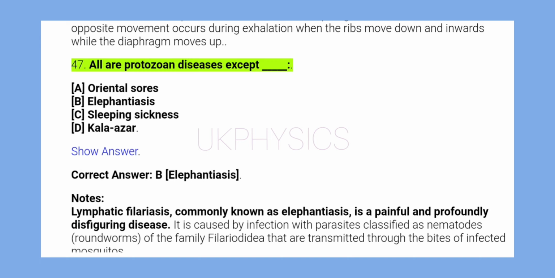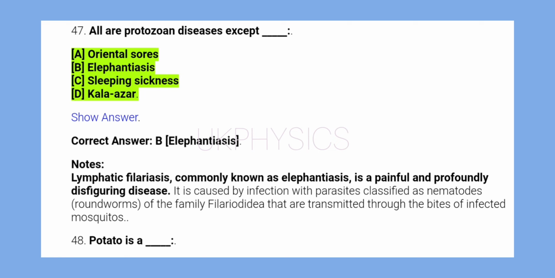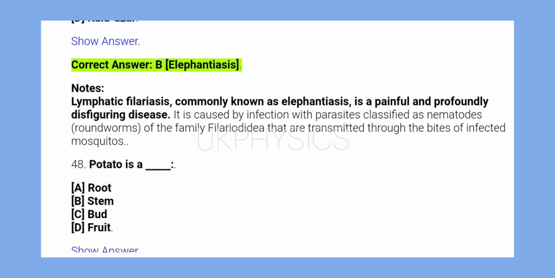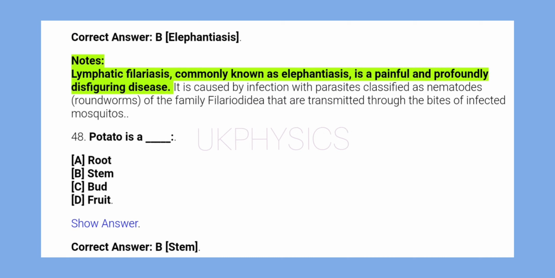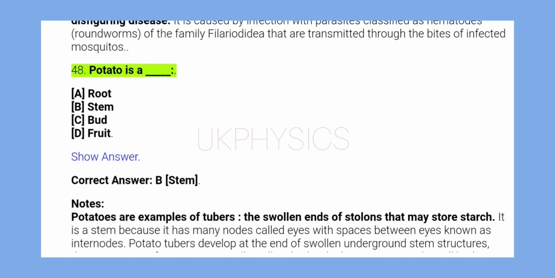47. All are protozoan diseases except blank. A. Oriental sores. B. Elephantiasis. C. Sleeping sickness. D. Kala azar. Show answer. Correct answer, B. Elephantiasis. Notes. Lymphatic filariasis, commonly known as elephantiasis, is a painful and profoundly disfiguring disease. It is caused by infection with parasites classified as nematodes, roundworms, of the family Filariidae that are transmitted through the bites of infected mosquitoes.